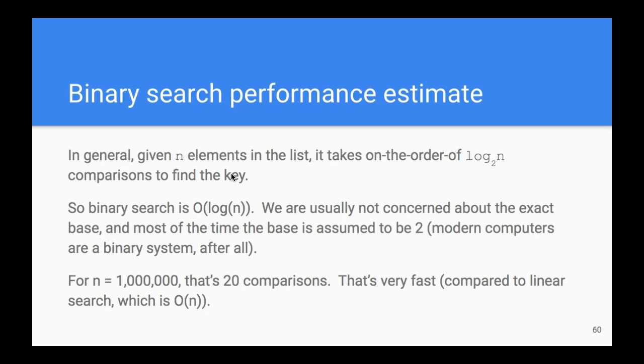And so binary search is really O of log n. Now you notice I kind of eliminate the base 2 here because we're usually not concerned about the exact base. And most of the time the base is 2 because modern computers are binary systems, and in particular for binary search, we eliminate half of the list every time. So that is really a hallmark of something that is a log of base 2. Okay, so we usually just say log of n, O of log of n.